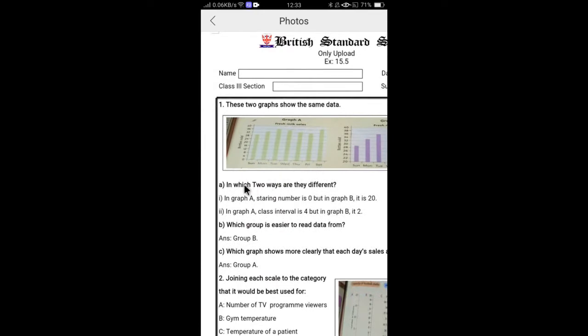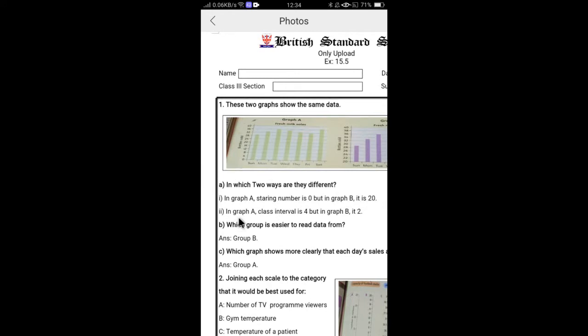Question A: in which two ways are they different? These two, what is their difference? I already said that, as you can see, the first number is 0 in one, but the first number is 20 in the other. So we say that in graph A, the starting number is 0, but in graph B it is 20. So the first way is done.